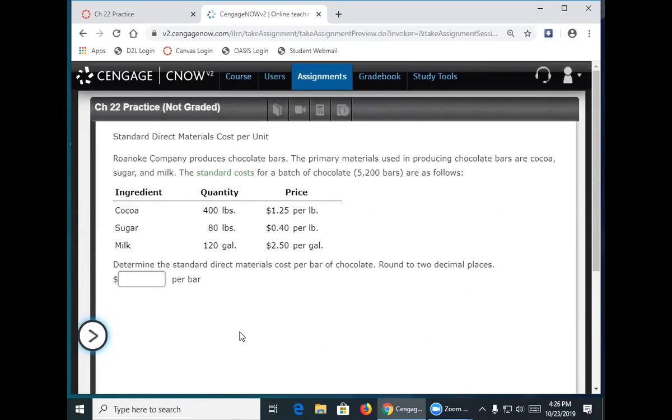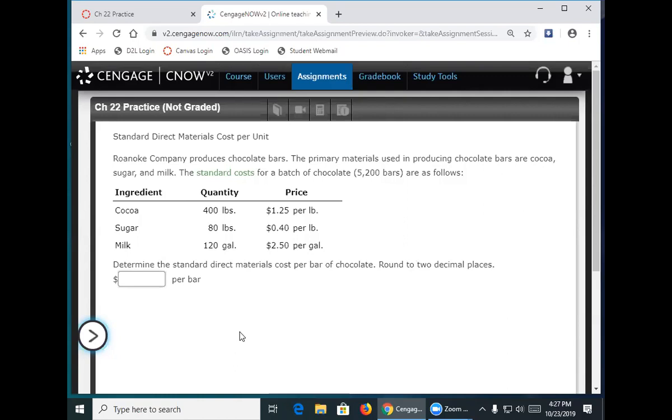Okay, so the first one, we're going to calculate standard cost for an item. So this one's pretty simple. It says Roanoke Company produces chocolate bars. The primary materials are cocoa, sugar, and milk. And it says the standard costs for a batch, which is 5,200 bars, are as follows. And they just want us to calculate the standard direct materials cost per bar. So they give us the cost for a batch of 5,200. So basically all we have to do is calculate total costs and then divide by 5,200 to get a cost per bar. Pretty simple, right?